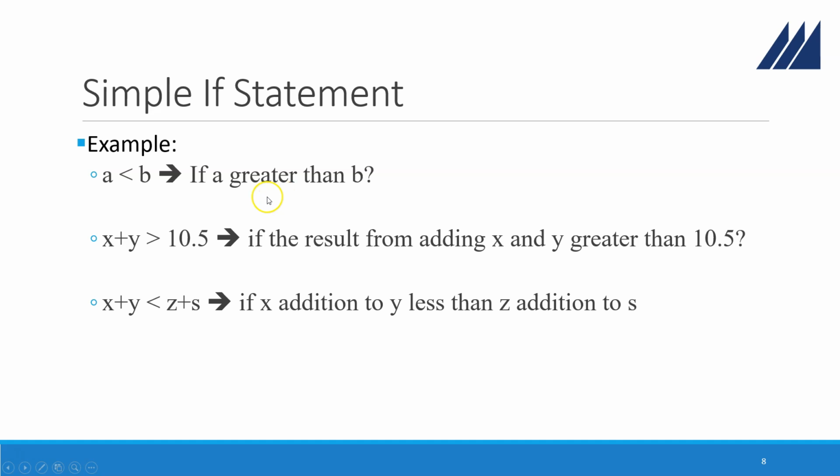Let's take a look at some examples over here, similar to what we saw earlier. If I have A, testing if A is less than B, or if A is greater than B, what is going to be the result from this one here? This one is going to give you false. If x plus y is greater than 10.5, if the result from adding x to y is greater than 10.5, that should result in true. Let's see the other example. x plus y less than z plus s. If x added to y is less than z added to s, that should give you true.